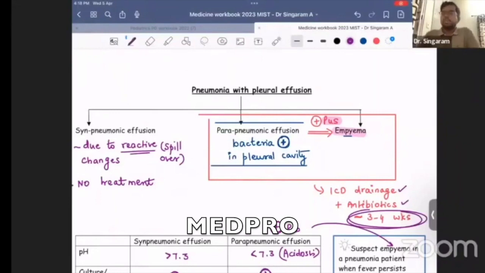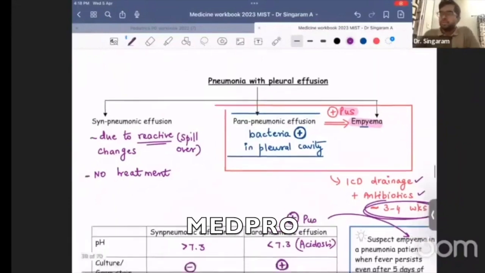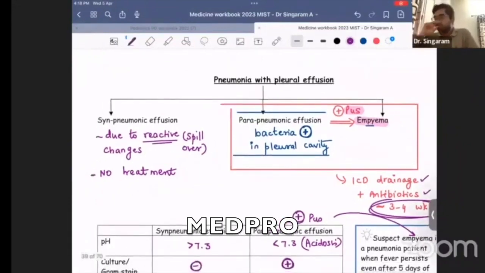Okay, right. So that's about pleural effusion and pneumonia, which I wanted to discuss. If you see, in this session I have discussed only these two topics because these are very, very important for your exams going forward. So I want you to have good clarity about the differences between all these conditions.